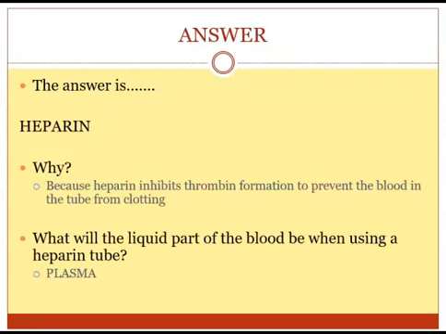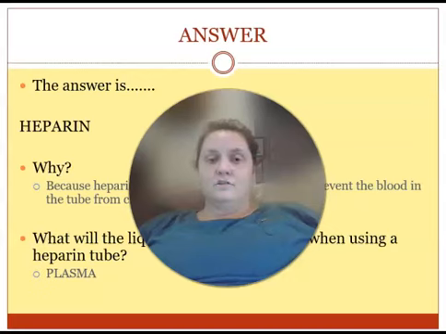Of course, the answer to our trivia question is heparin, and that's because heparin inhibits thrombin formation to prevent the blood in the tube from clotting. And you'll end up with plasma as the liquid portion of the blood in a heparin tube. This concludes part 1 of our first hematology lecture.